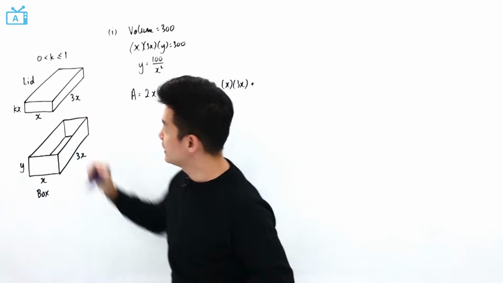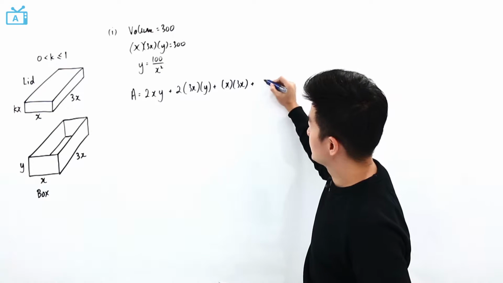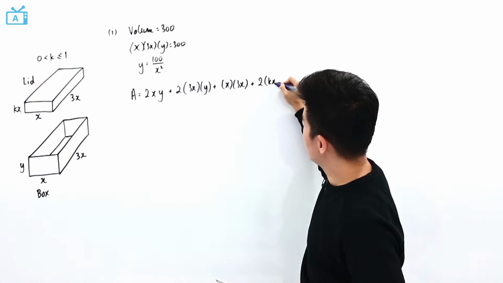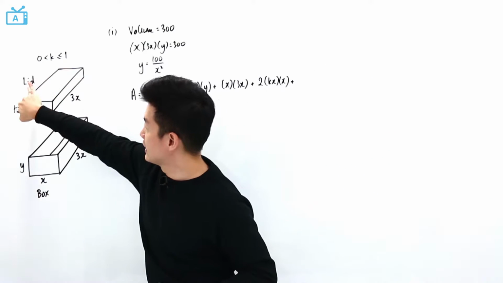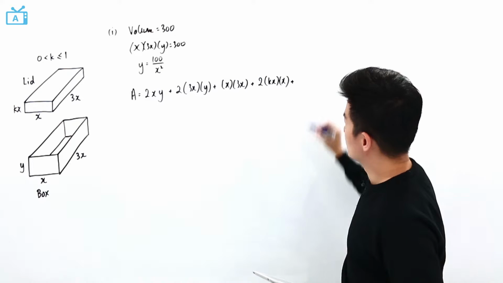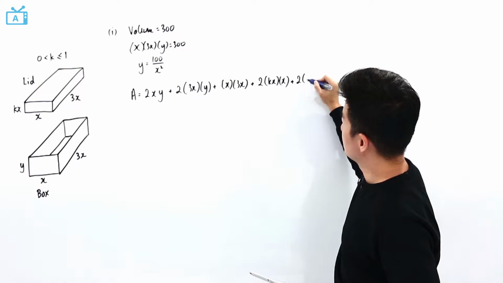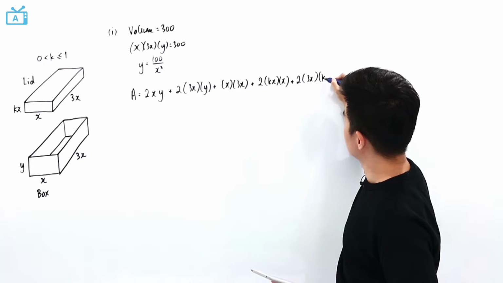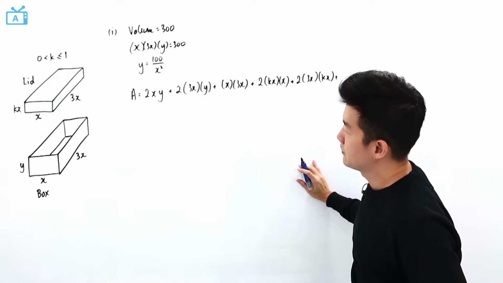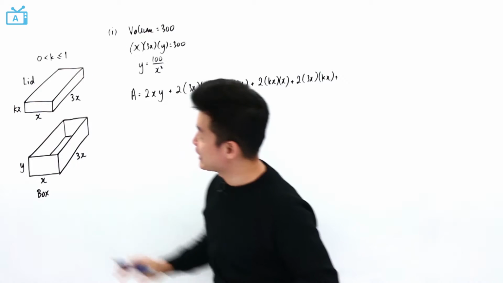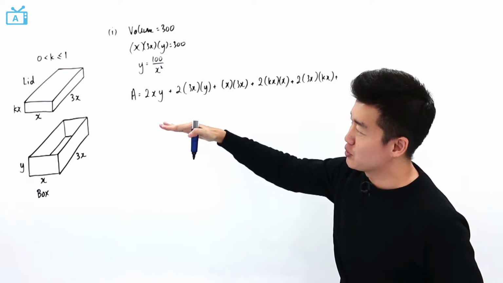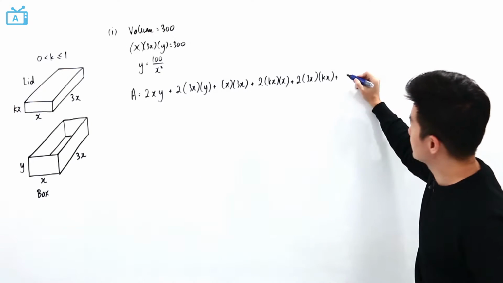This and the behind is going to be exactly the same, so it's going to be 2 times of kx times x, plus this surface and the other surface is going to be the same, so it is going to be 2 times of 3x times kx, plus finally this top surface here is going to be just by itself, so the top surface is going to be x multiplied by 3x.